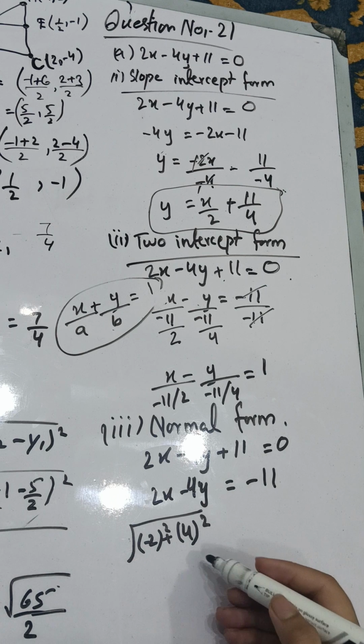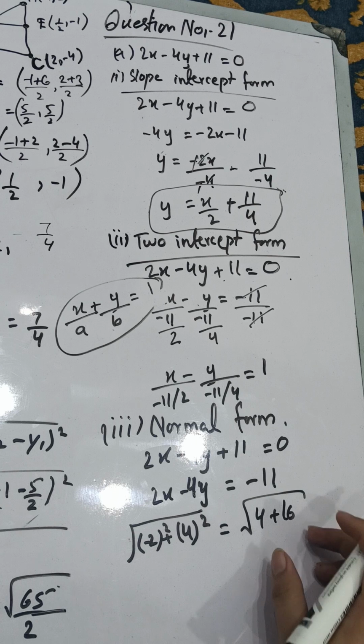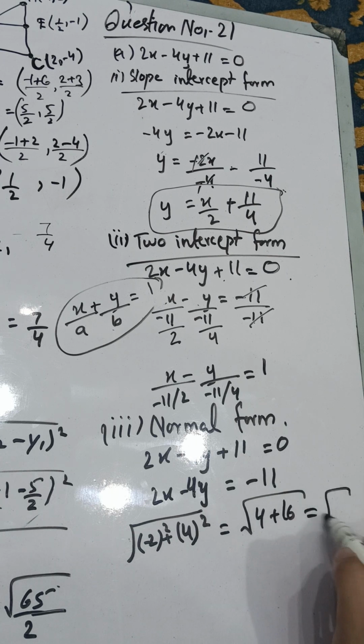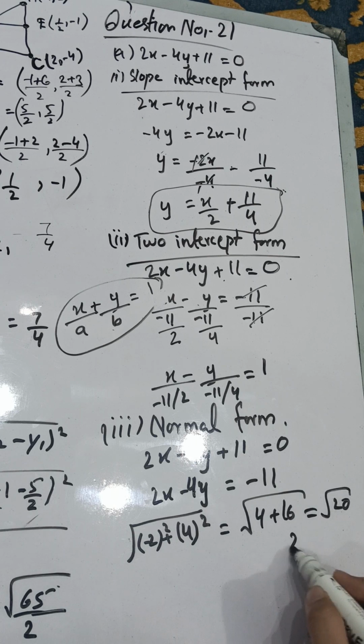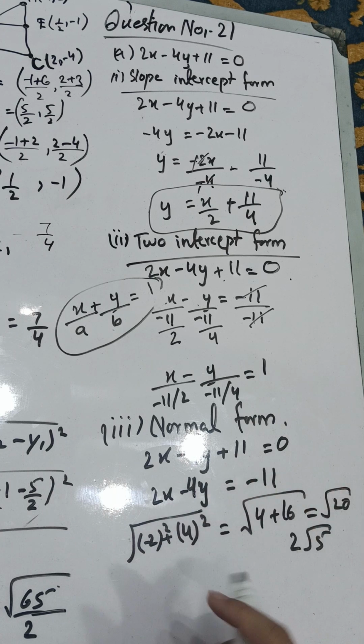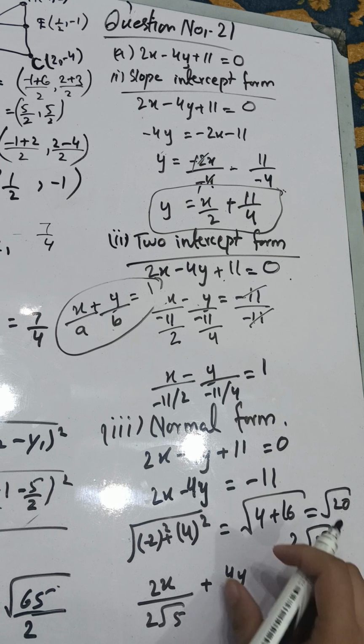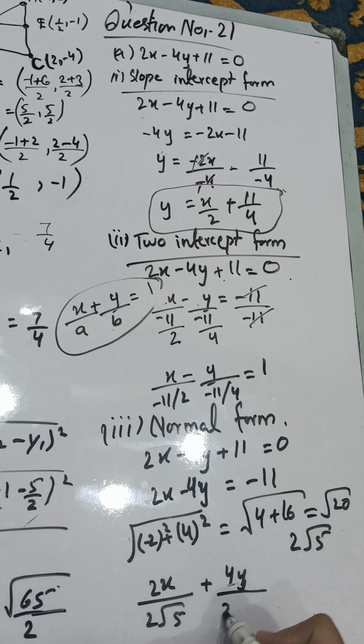Now, by solving these equations, you will get 4 + 16 whole square root. Add 16 + 4, it will equal square root 20. And the square root of 20 is equal to 2 square root 5. Now you have to divide this equation by 2 square root 5. Now 2x divided by 2 square root 5, plus 4y divided by 2 square root 5 is equal to 11 over 2 square root 5.